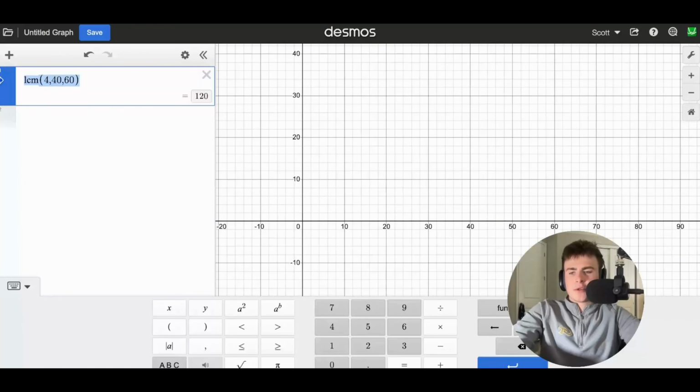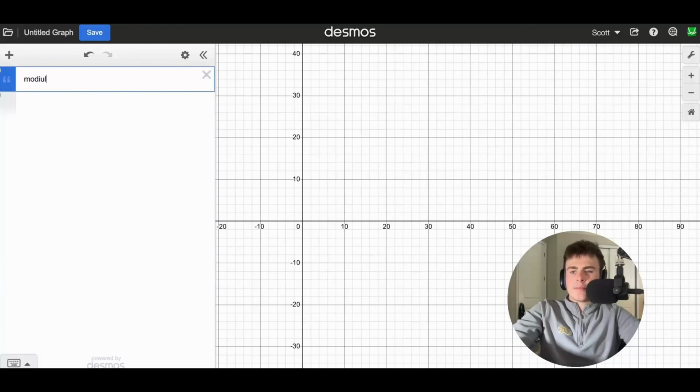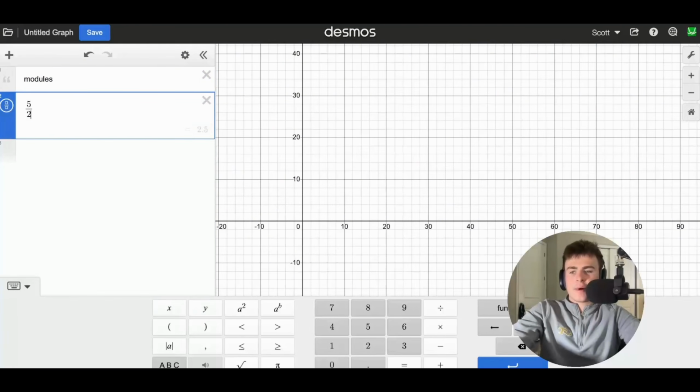Now, last one is modulus. So modulus is basically finding the remainder of something. So for example, if we divided 5 by 2, we're going to get 2 with a remainder of 1 because 2 goes into it twice with a remainder of 1. You can do this in Desmos, just do mod, and then you do the number, like let's say 50, and then whatever you want to divide it by. So mod 50 by 5 will be 0 because there's no remainder. But mod 50 by 4 will be 2 because there's 2 left over after you divide it.